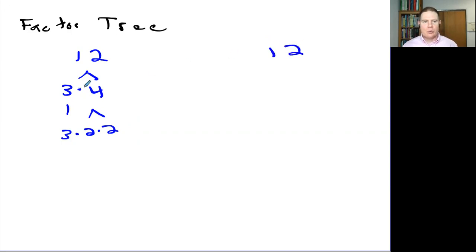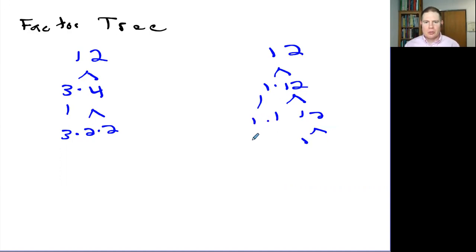I didn't have to start with 3 and 4. I could have started with 1 and 12. Right? That's another pair of numbers that multiply to get 12. But I haven't really made any progress, right? That's why we say numbers that can only be broken down this way really can't be factored, right? I could just go on forever.